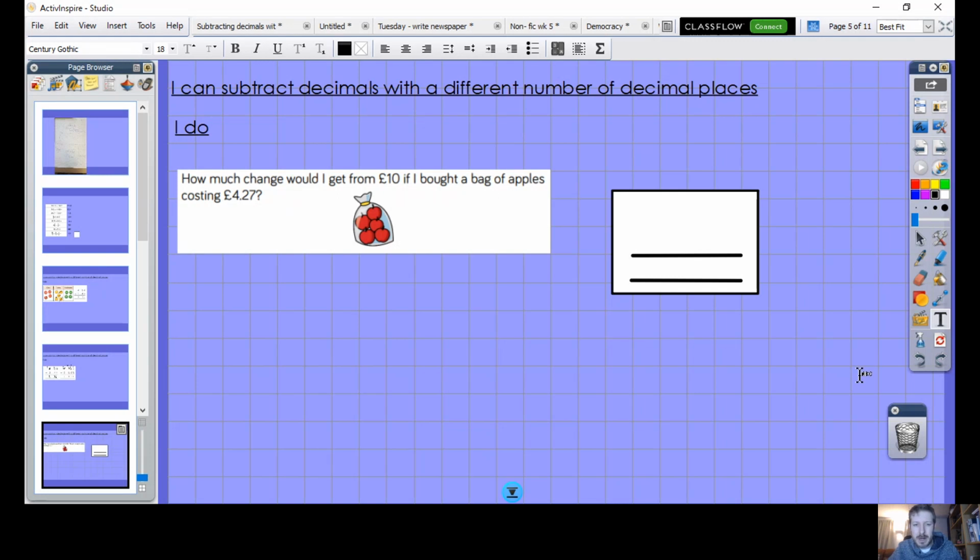So once again, a lot of these subtraction and addition questions when we're looking at decimals are going to involve questions around money. So here's another question we can look at. How much change would I get from £10 if I bought a bag of apples costing £4.27? So how much change would you get? You give over the £10 note, the apples cost £4.27, so that needs to be taken out of the £10 and then you get given your change.